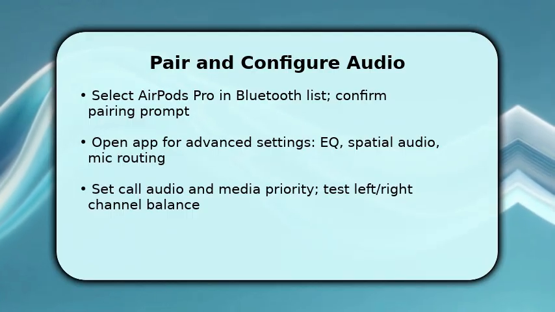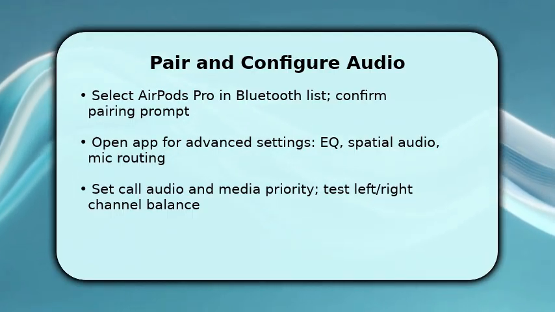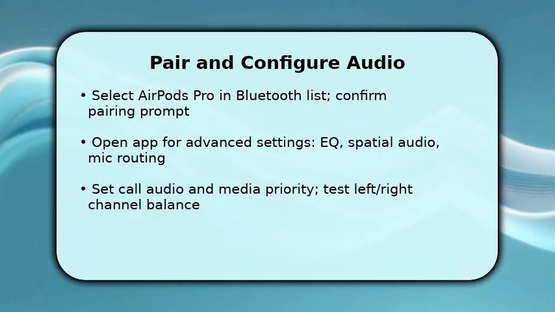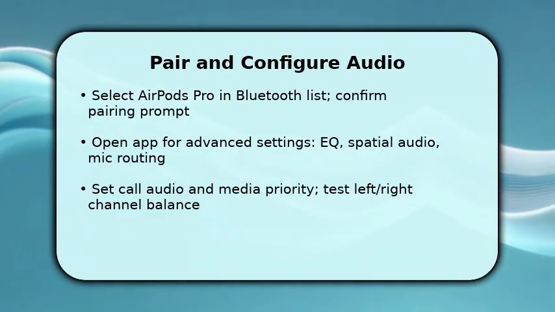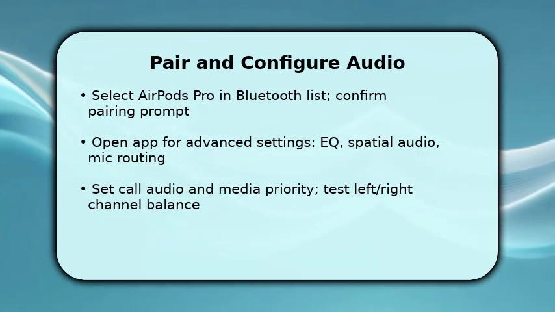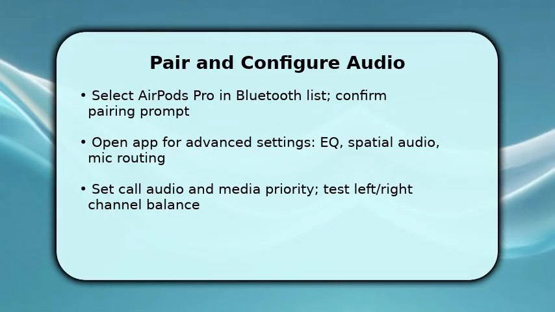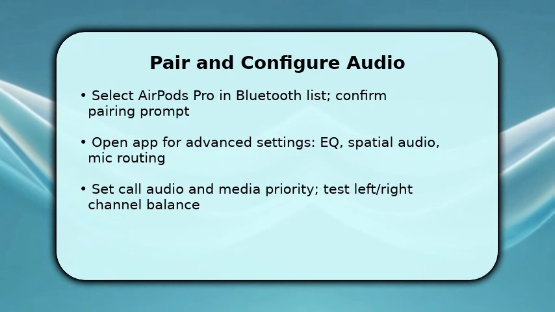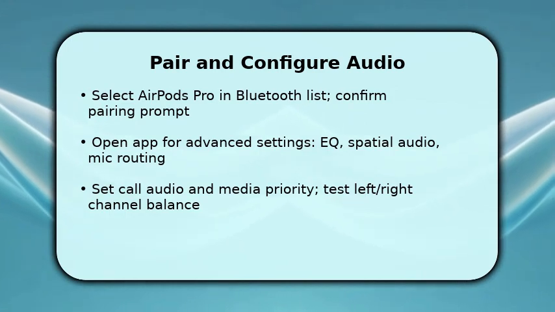Next, open the Android app to enable features like equalizer presets, spatial audio emulation, and microphone routing because Android lacks native Apple controls. Once connected, set media versus call audio priority, adjust left/right balance, and test with music and a voice call. If latency appears, switch codec preferences in the app or Android developer options to lower latency.